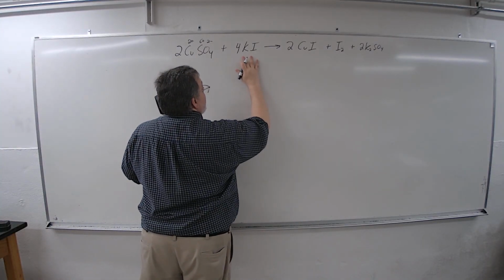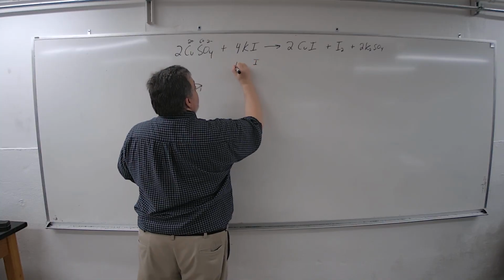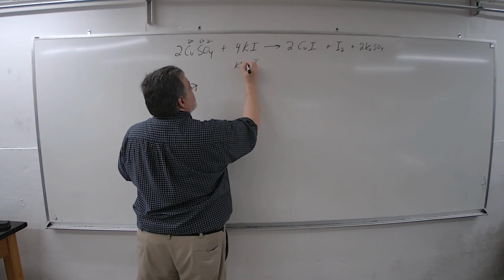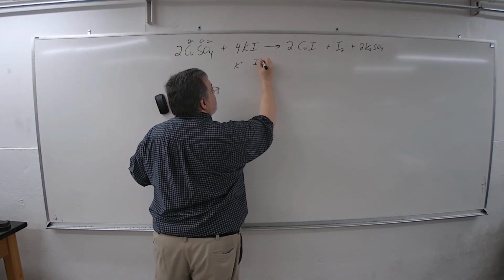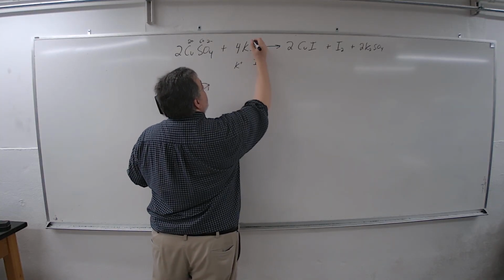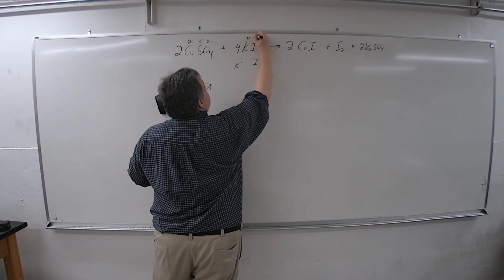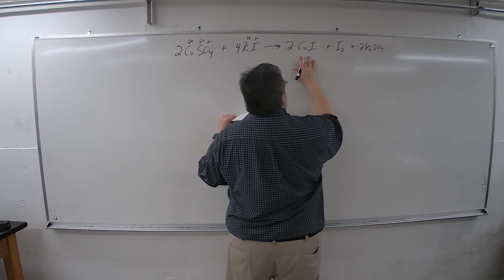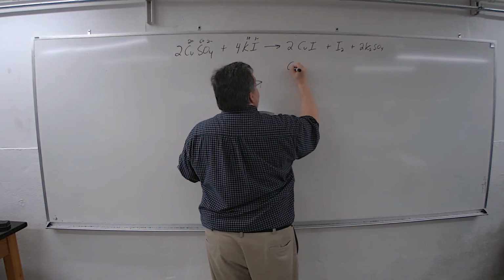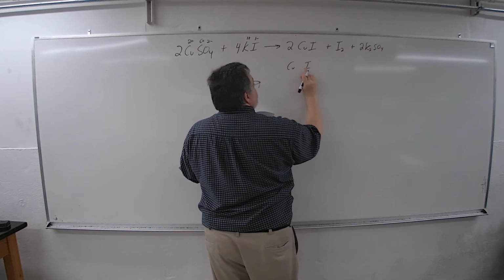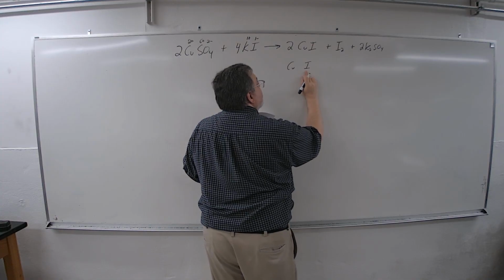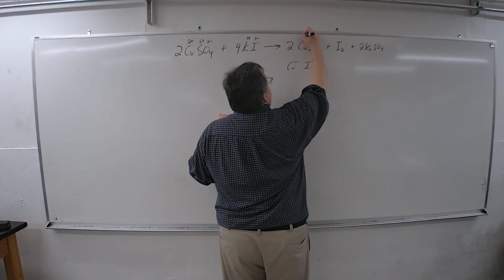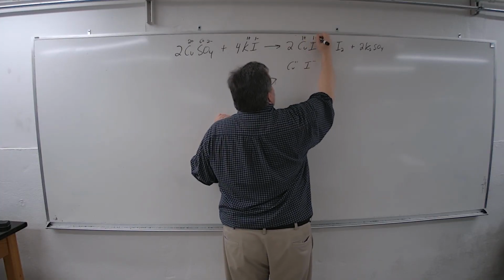KI, you know the charges on these. If I split them out, what's the charge on potassium? Plus 1, and iodine. Iodide is negative 1. So that's 1 plus and 1 minus. Copper over here, if I split these out, I have copper. And what's the charge on iodine? Negative 1, so this has to be plus 1. So this is 1 plus and 1 minus.